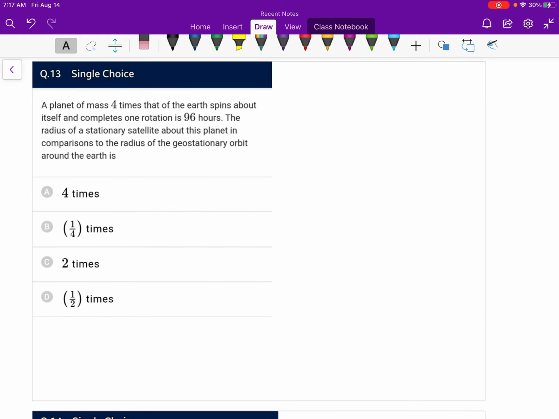A planet of mass 4 times that of the Earth spins itself completely. So mass of the planet is 4 times, and one rotation is 96 hours. The radius of geostationary satellite: a geostationary satellite has time period equal to the time period of the planet. So we know T square is 4 pi square upon GM into small r cube, so r is proportional to M T square raised to power 1 by 3.